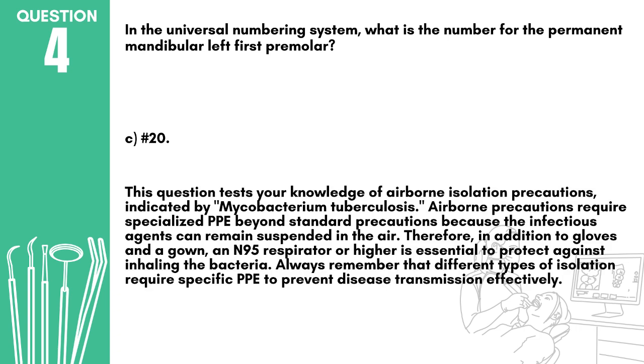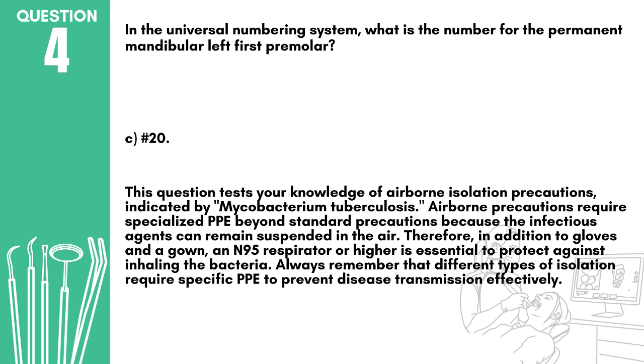Answer: C. Number 20. This question evaluates your essential knowledge of the universal numbering system, which is fundamental for accurate communication and charting in dentistry. The keyword permanent mandibular left first premolar specifies a unique tooth. In the universal numbering system, permanent teeth are numbered 1 through 32, starting with the maxillary right third molar, number 1, and moving clockwise around the arches.